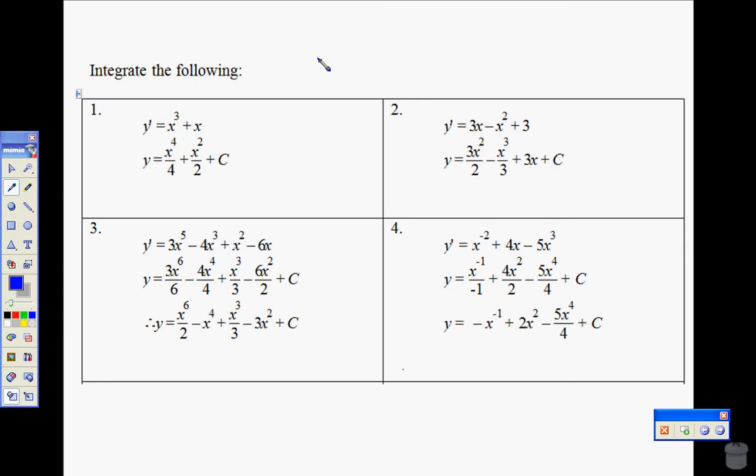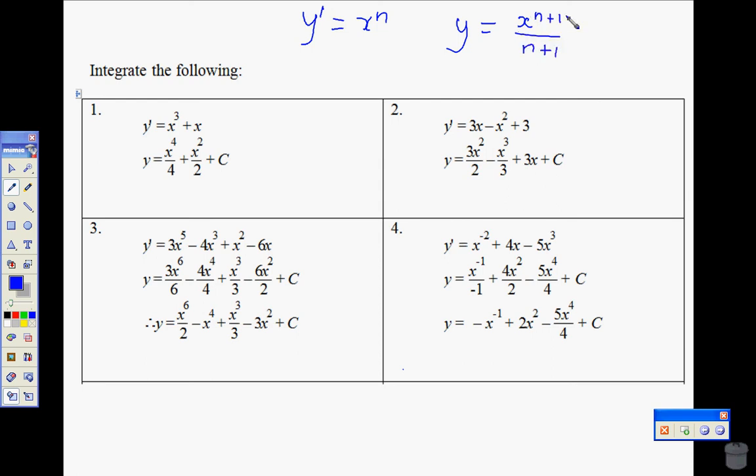Let's have a look at some examples. In all these, we're going to use the integration. If we're starting with y, sorry, we're missing our pen there. y dash is equal to x to the power of n. Then our primitive function was going to be x to the power of n plus 1 over n plus 1.